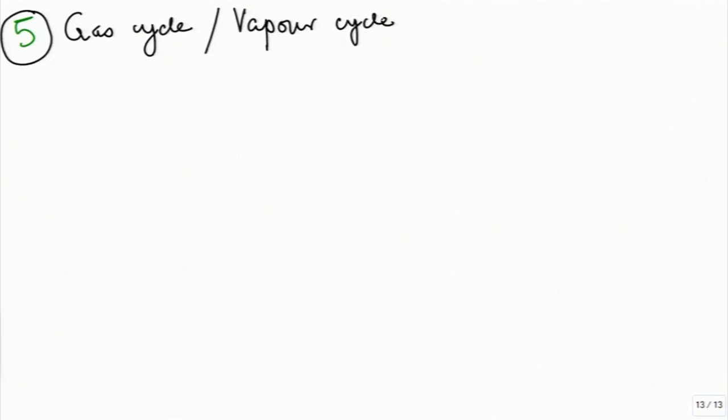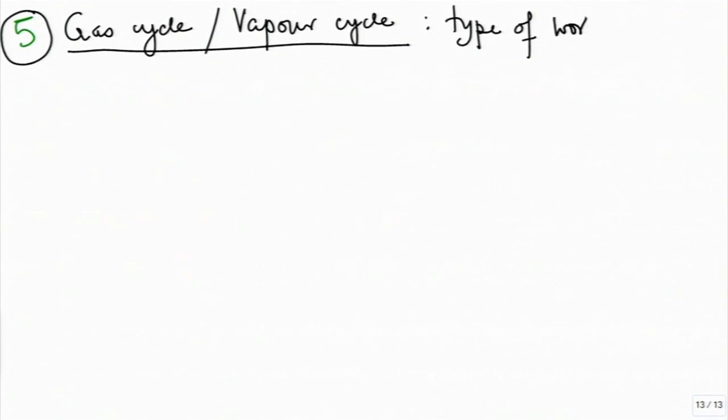And that is gas cycles or gas power plants or gas refrigeration plant and vapor cycles or vapor plant, power plant or refrigeration. This classification depends on the type of working fluid. And as the name says, the working fluid could either be a gas or the working fluid could be a vapor.